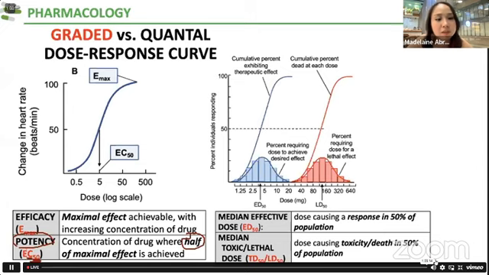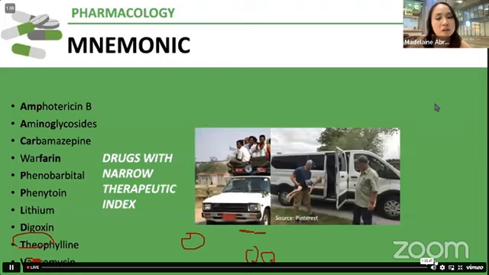is achieved. And then your median effective dose, which you obtain from your quantal dose response curve, it is the dose, letter D, wherein 50% respond sa population. So may effects of 50%. Then your median toxic or lethal dose, it is the dose, letter D, wherein 50% or half, same pa rin, half toxicity or lethality or death. Okay? So define siya based dun sa code or dun sa name mismo ng concept.